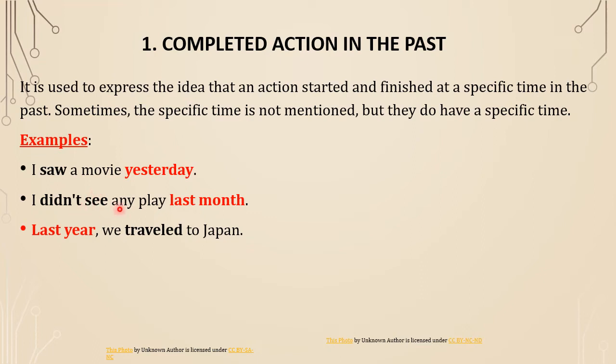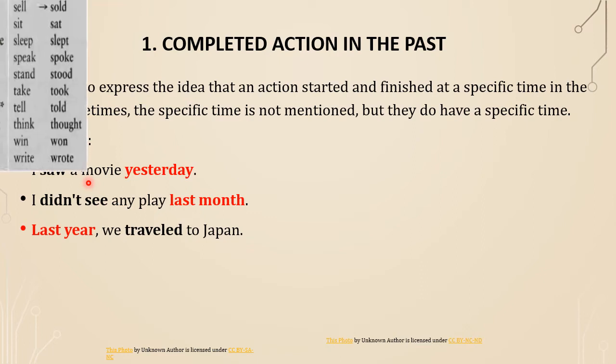I didn't see any play last month. You can see that with didn't, I have used the first form of the verb. Last year we traveled to Japan. Now last year is showing that this action started and completed in the past. Same is the case with watching a movie; it also started and finished yesterday.